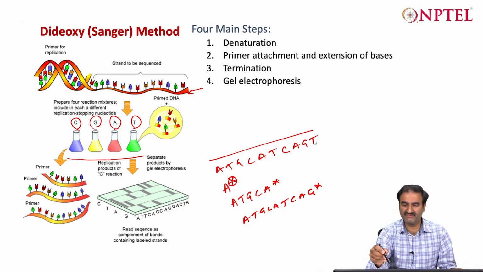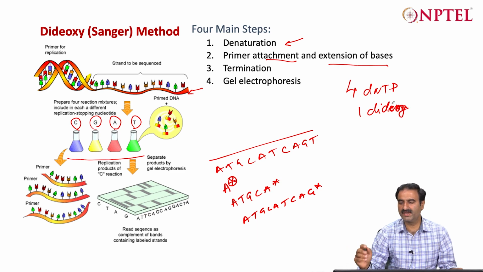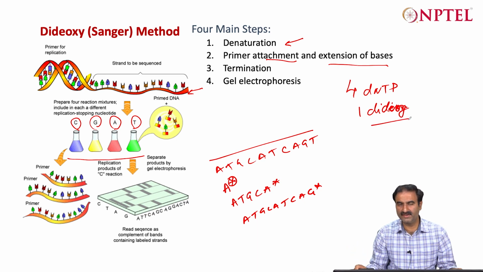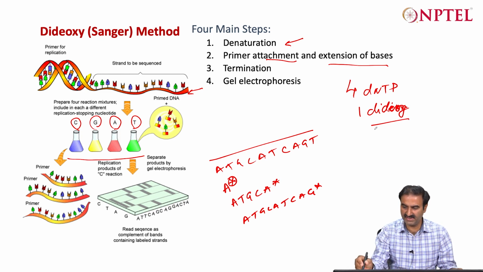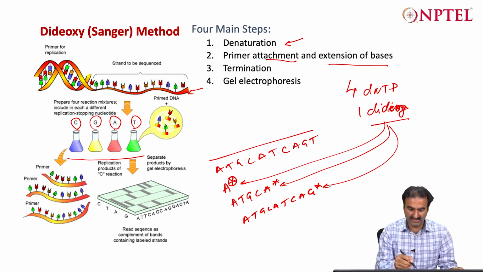So basically it has 4 different steps: denaturation of DNA, because you have to anneal your primer there, then primer annealing, and then you are extending the bases using the combination of 4 dNTPs and 1 dideoxynucleotide. As I mentioned here, this can get inserted at various places and gives you a library of fragments where these random dideoxys of all 4 different types got inserted at various places, right, which you are separating on this gel.